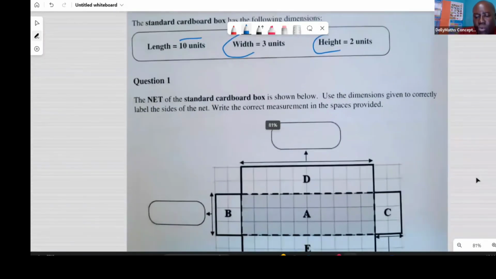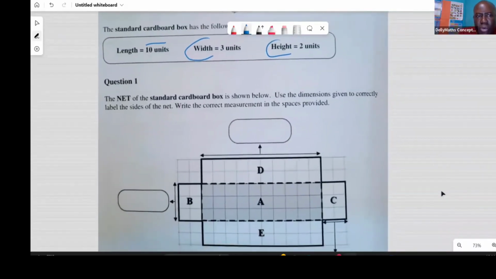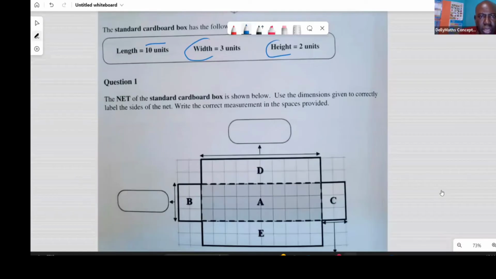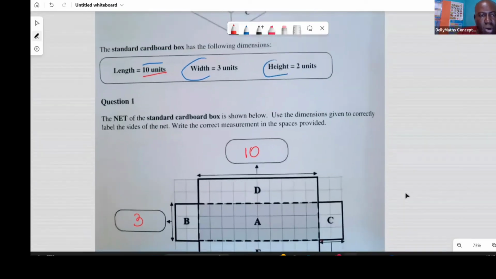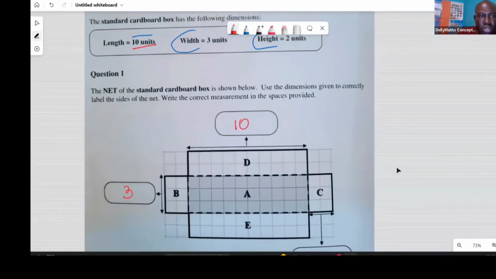Now, what we want to look at is the information that we get. The length would be the longest of the three. So the length is 10, and this is dealing with the 10 right there. That's the longest one, so we're going to put 10 here. When you look here, this is the width, because it would have been that wide. So that's going to be the 3. And the 2 would have been the height. If you imagine trying to fold up the box, this would have been the height of the box, so this is 2. There we go, we have our 10 units, our 2 units, our 3 units.